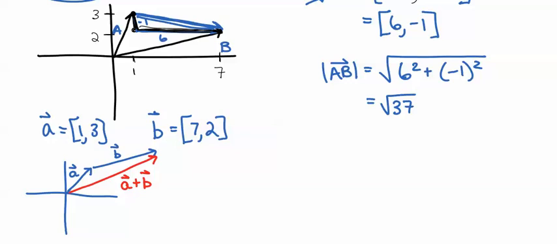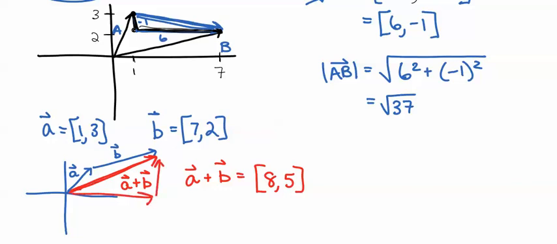And remember, to add the vectors, you can just add their components. So vector A plus vector B would be 8, 5, because you're just adding the components together. So this resultant vector has an x component of 8 and a y component of 5, so we could figure out the magnitude by just doing the Pythagorean theorem if we wanted to.